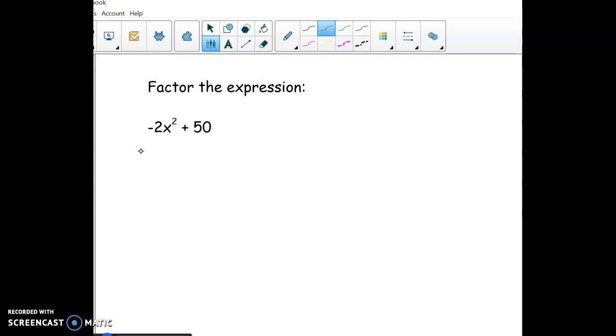Alright, so the trick here is they're both divisible by 2, but because the first one is negative, I'm actually going to pull to the front a negative 2. So I'm going to bring that to the front, leaving us with positive x squared and negative 25.